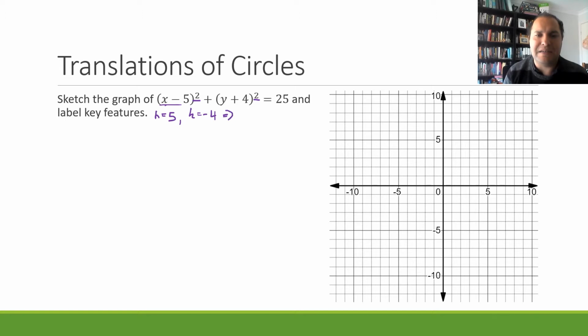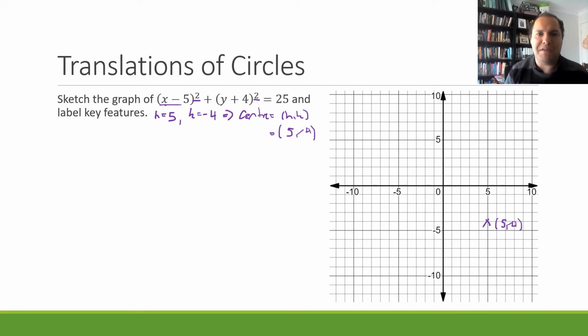And that tells us the center of our circle. The center of our circle is the coordinates (h, k). So the center of this circle is going to be (5, -4). Looking at our graph here, (5, -4) is right here. So I'll label that as the center of our circle, (5, -4).